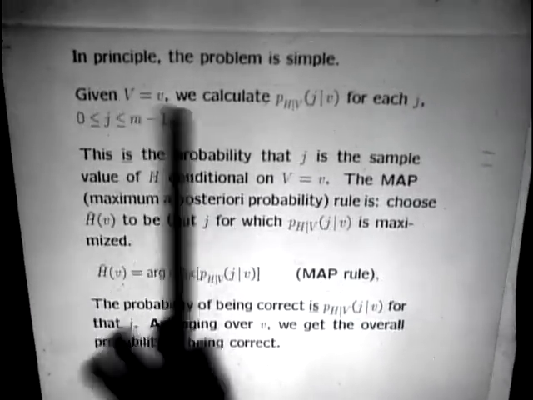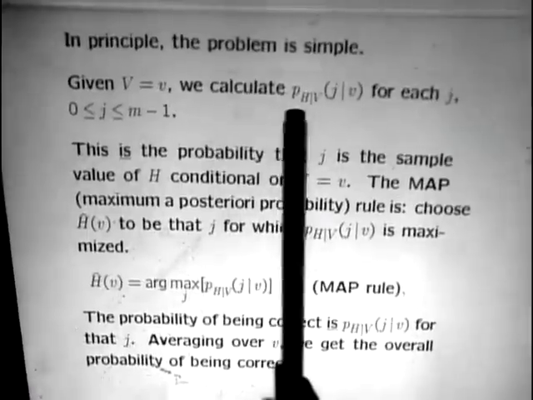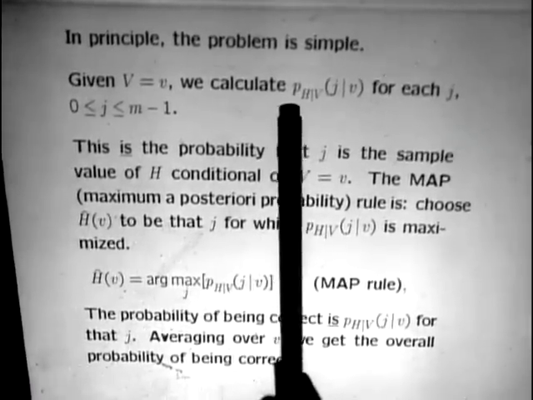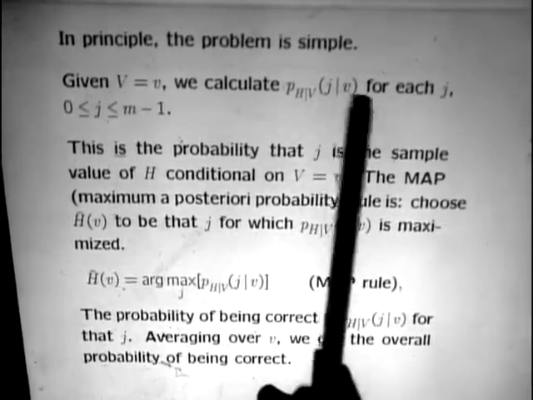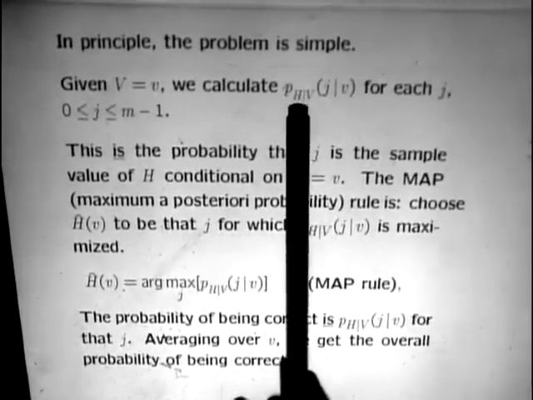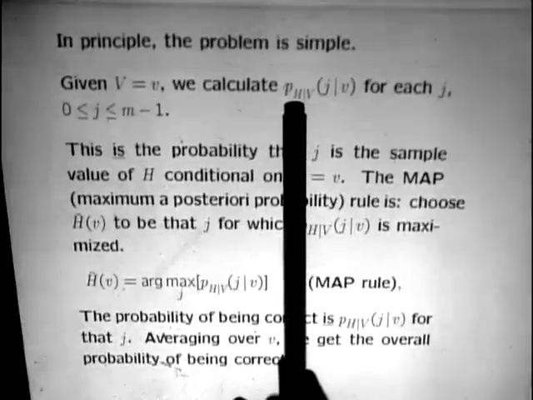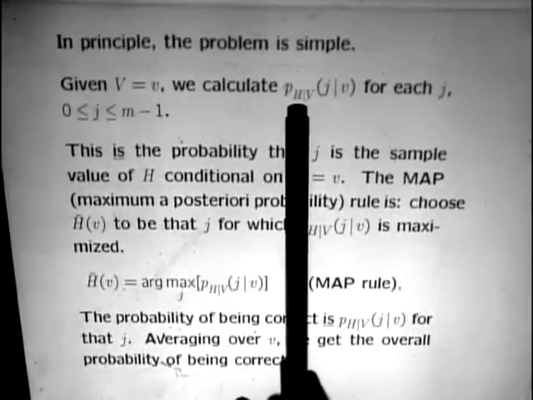In principle, it's simple. Given a particular observed value, what we're going to do is calculate what we call the a posteriori probability, the probability given that particular sample value of the observation. We're going to calculate the probability that what went into the system is a 0 and what went into the system is a 1.